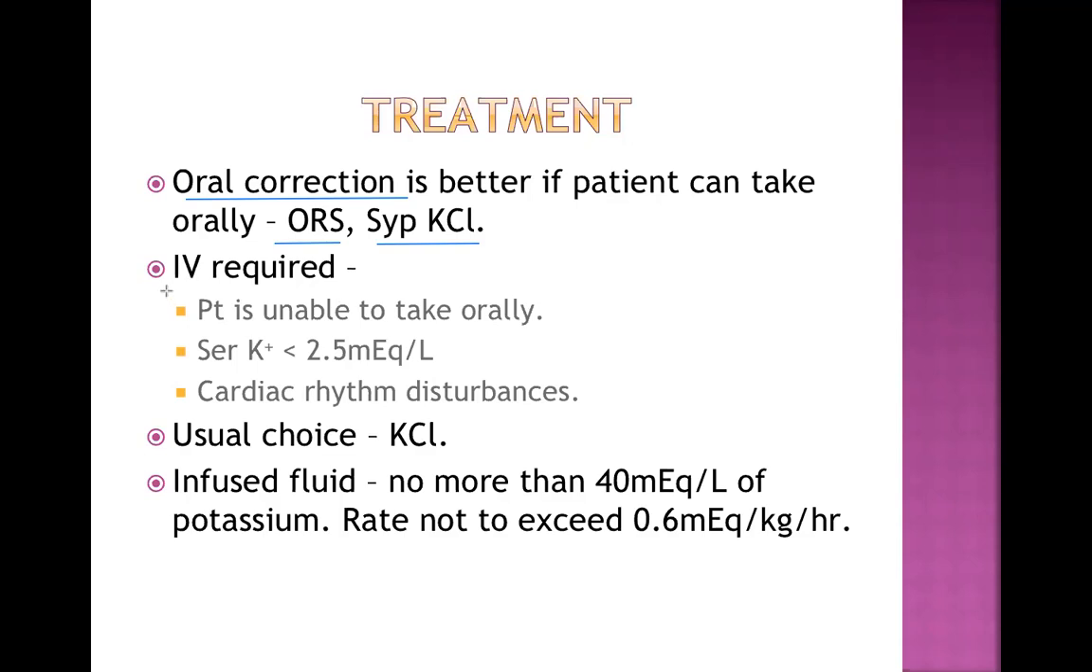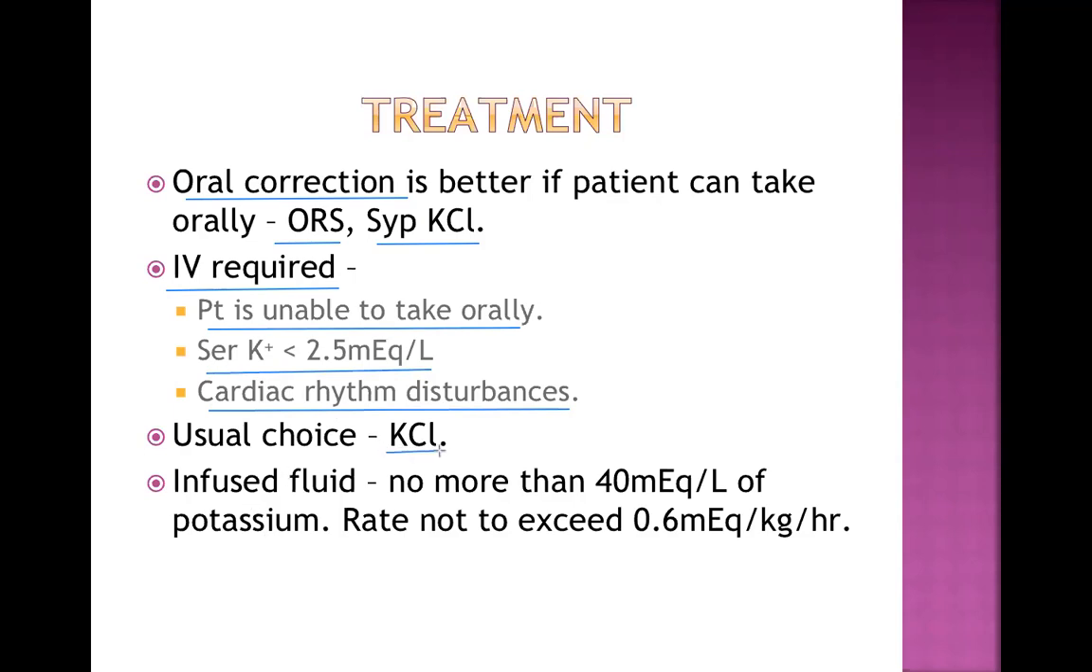Now, what are the IV requirements of potassium? In which situation do we give IV potassium? When the patient is unable to take orally, definitely. When serum potassium is very low, less than 2.5 milliequivalent per liter, and when ECG shows cardiac rhythm disturbances, definitely we go for IV potassium. But let me remind you again, do not push the potassium into the vein as a bolus. Give it slowly, mix it with the IV fluid and give it. This is the better way.